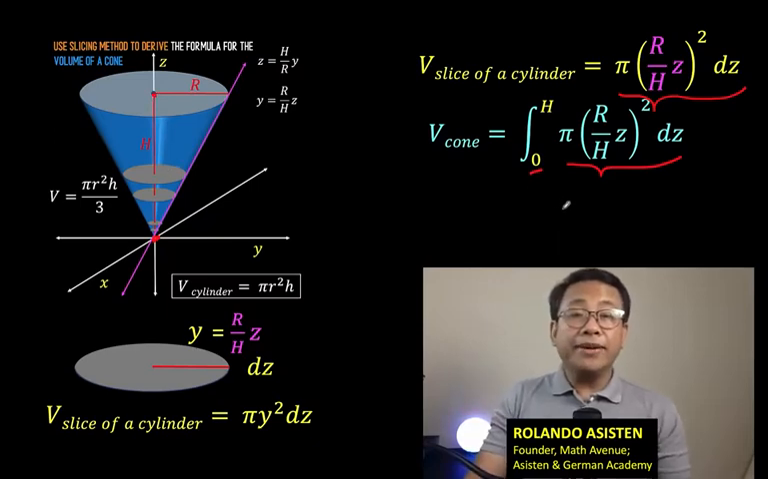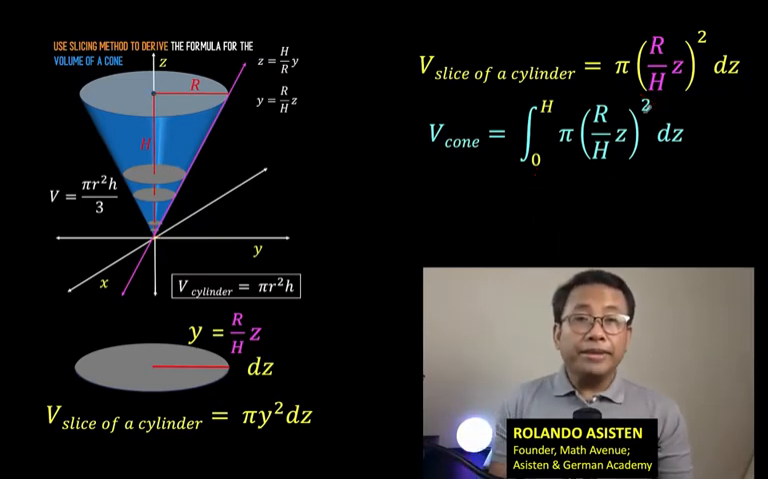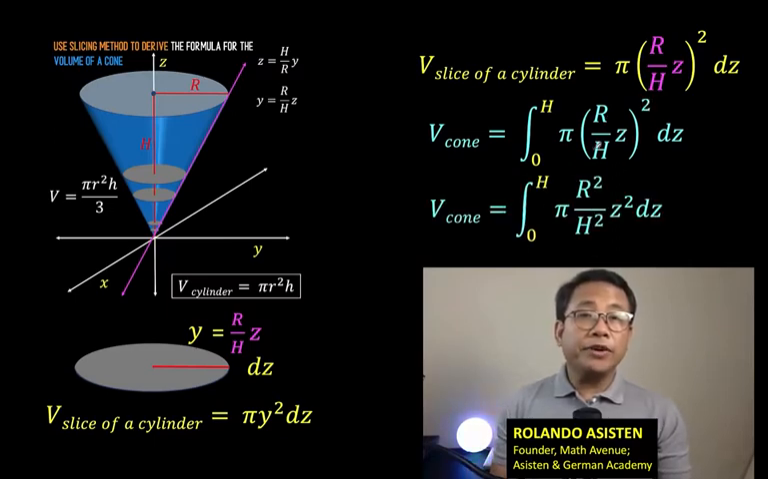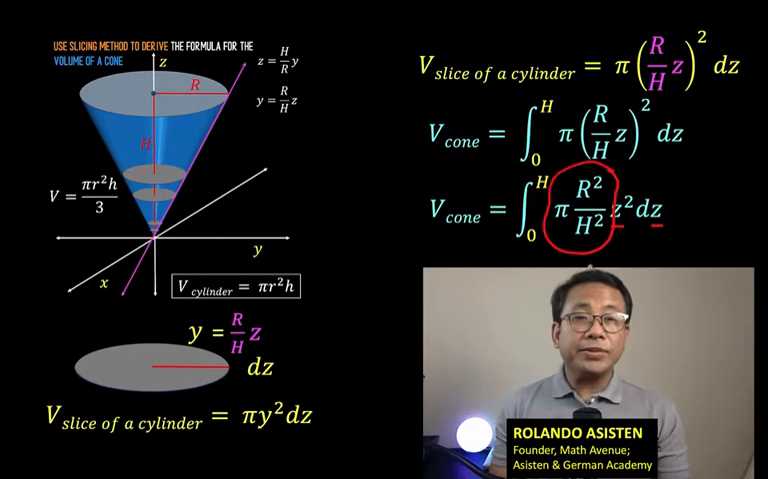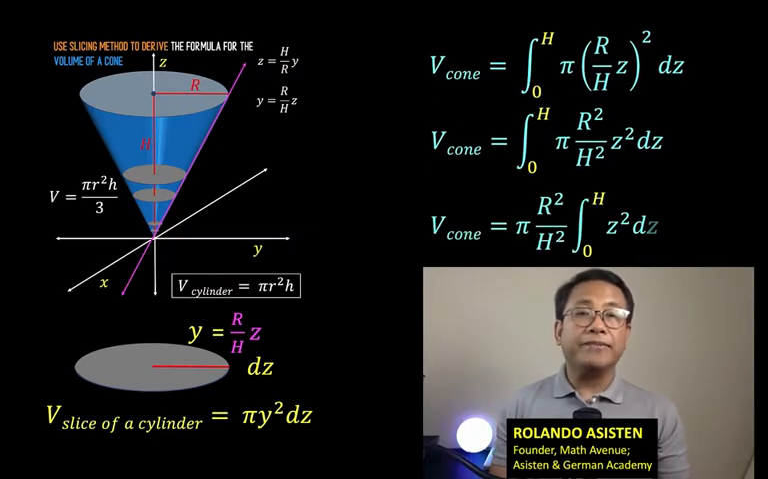So what we need to do now is to solve this definite integration problem. We have here an exponent, so let's simplify this part to arrive at R squared over H squared times z squared and copy all the rest. Our variable of integration is z, so z is a variable here, but this part, pi R squared over H squared, is just a constant. So we can pull this out of the integration symbol, and this is now what we have: the constant pi R squared over H squared times the integral from 0 to H of z squared dz.